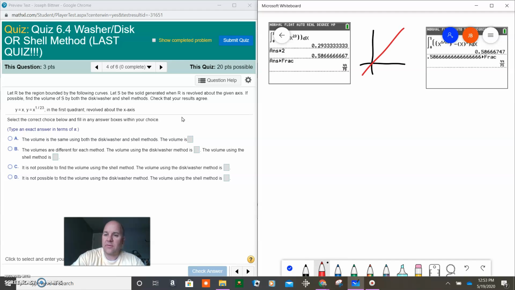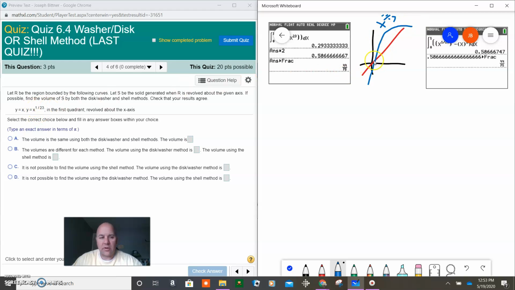Y equals x is just a straight line. That's not too surprising. Y equals... wow, that's supposed to go through the origin. I missed a little bit. The y equals x to the 1 over 23. I can't even write it, it's too small, but that's the equation I'm trying to write out there, 1 over 23.